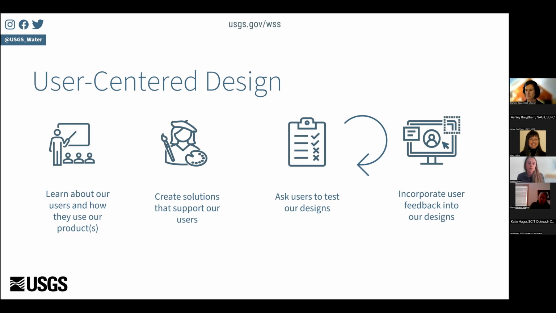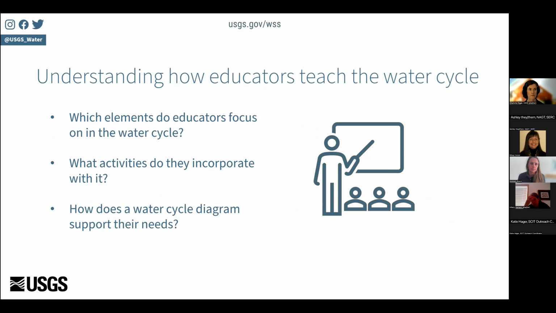Throughout the course of the design process, we talked with over 100 educators from elementary to college level from all across the country. In particular, we wanted to understand how educators teach the water cycle, and we wanted to get their feedback on the design. So early conversations with educators centered on questions like the following. Which elements of the water cycle do you focus on, and what activities do you incorporate in your teaching? How might a redesigned water cycle diagram support your needs? From these discussions, we learned a lot of useful information, and we used this information to make early design decisions about the new diagram and to learn about future material that could be developed to support the diagram.